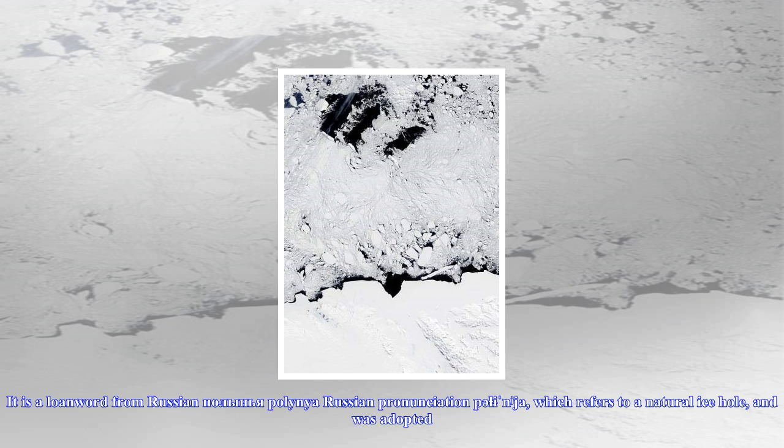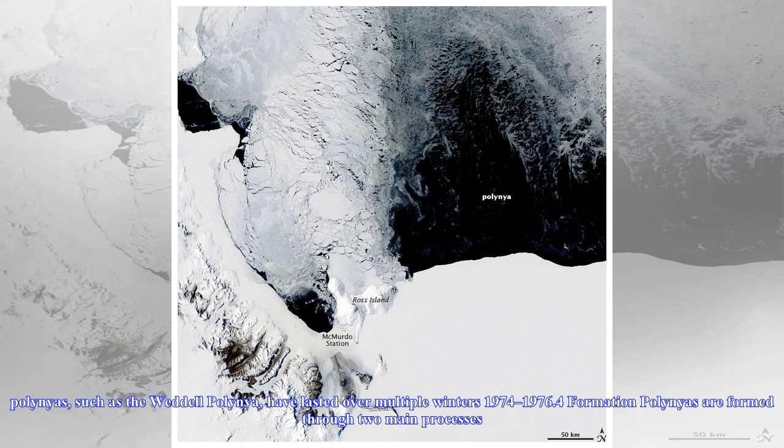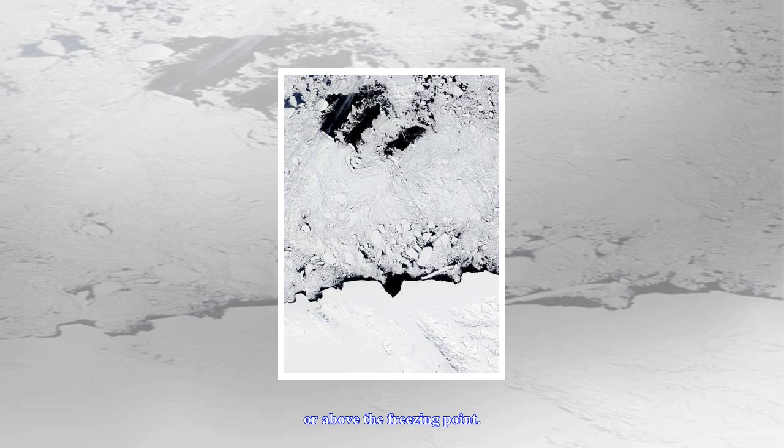It is a loanword from Russian polynya, which refers to a natural ice hole, and was adopted in the 19th century by polar explorers to describe navigable portions of the sea. In past decades, for example, some polynyas, such as the Weddell Polynya, have lasted over multiple winters, 1974–1976. Formation: polynyas are formed through two main processes.